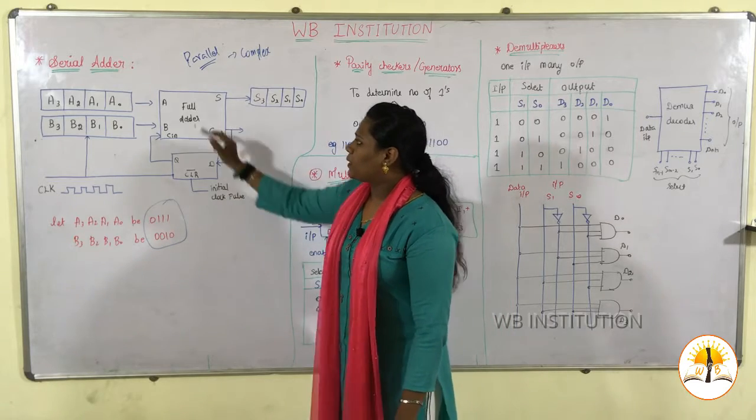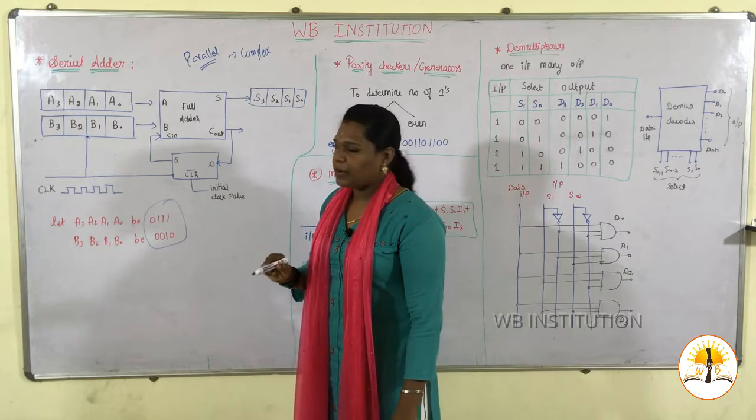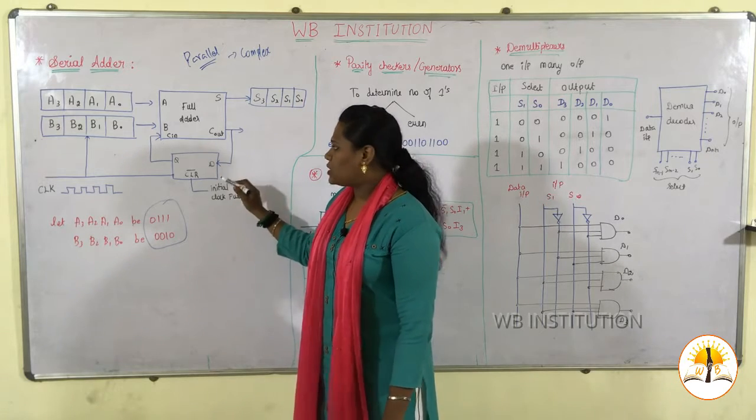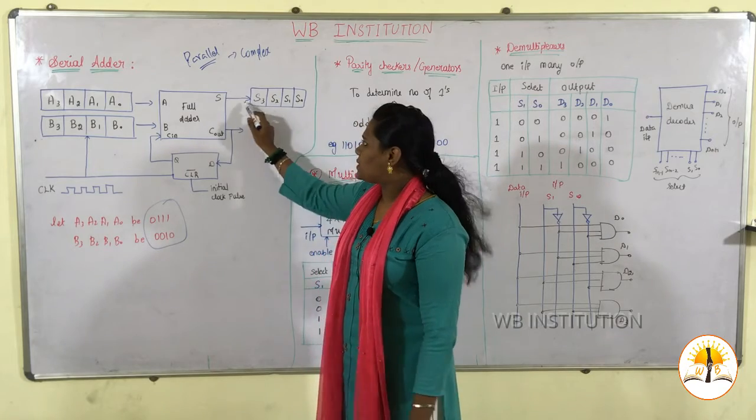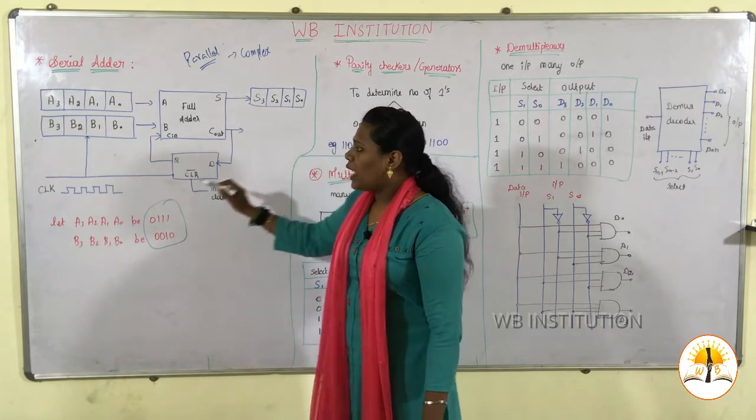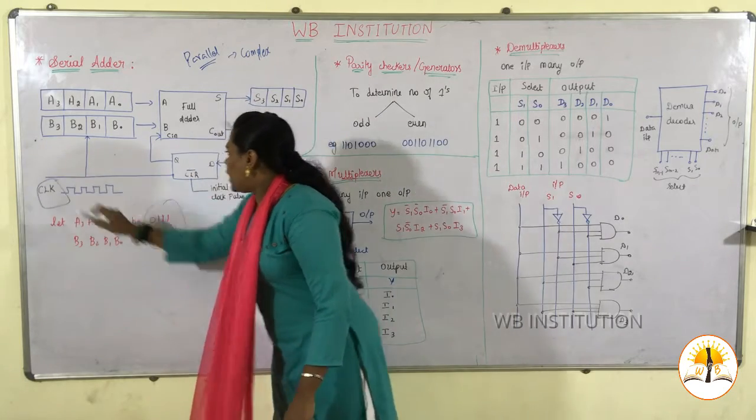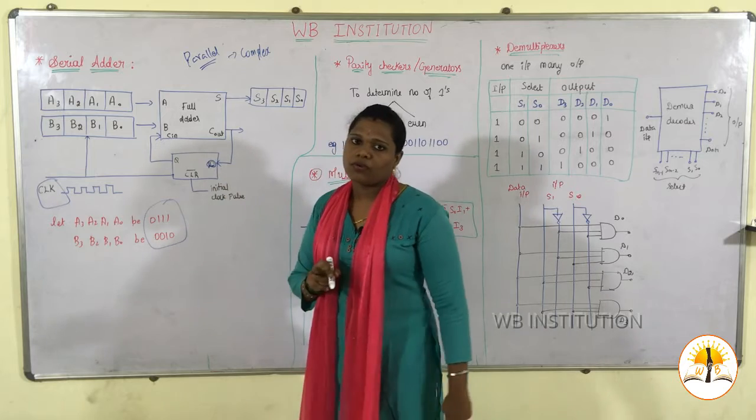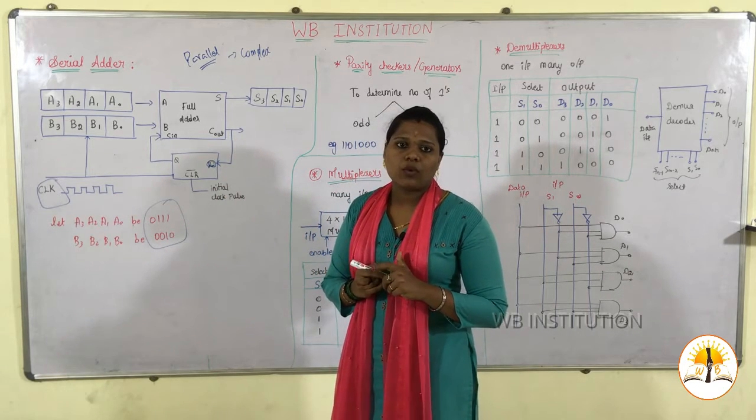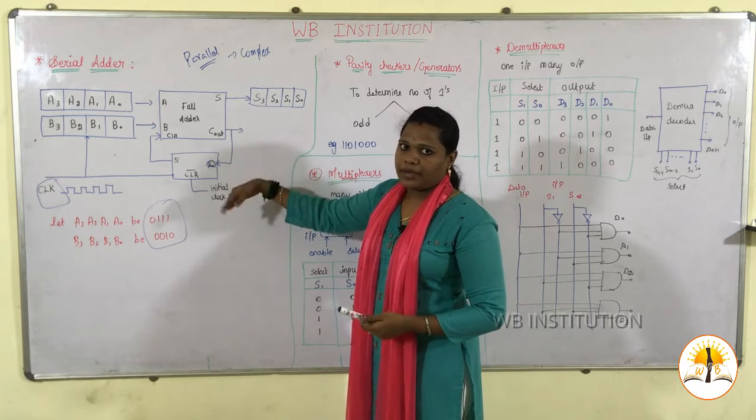Then the full adder: A and B are the two inputs, and C in. C is nothing but a D flip flop, which I have used here, and C out. S is nothing but the sum, S3, S2, S1, S0. Here I have used a clock pulse, and a clear on the D flip flop. A flip flop is nothing but a 1-bit storage device. It stores the carry of this addition.